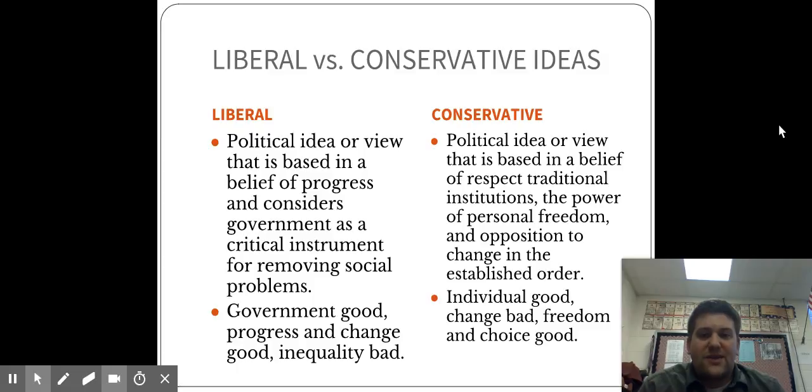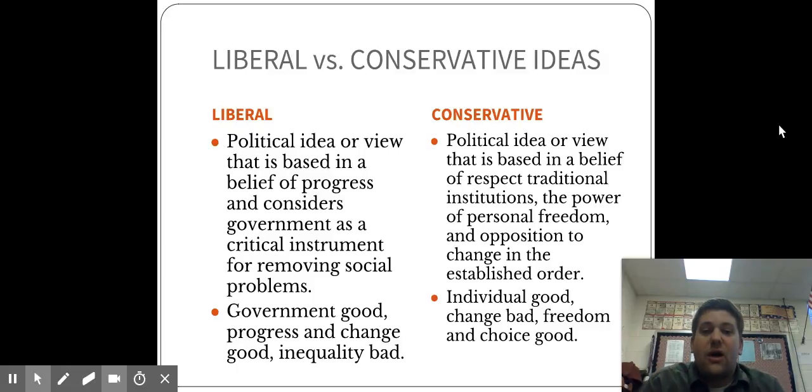Conservatives, on the other hand, on the right side of the spectrum, hold a political idea or view that is based in a belief in respect for traditional institutions, right? Like, let's respect the way things have always been. They've worked, they've got us to this point. And that's important to make sure that we respect tradition, both in government and social problems as well.